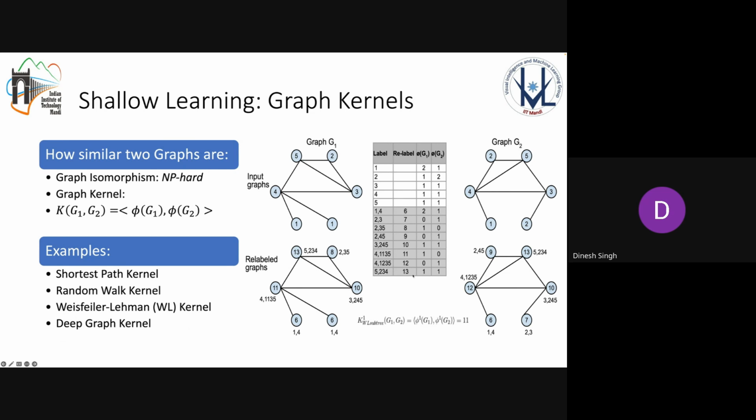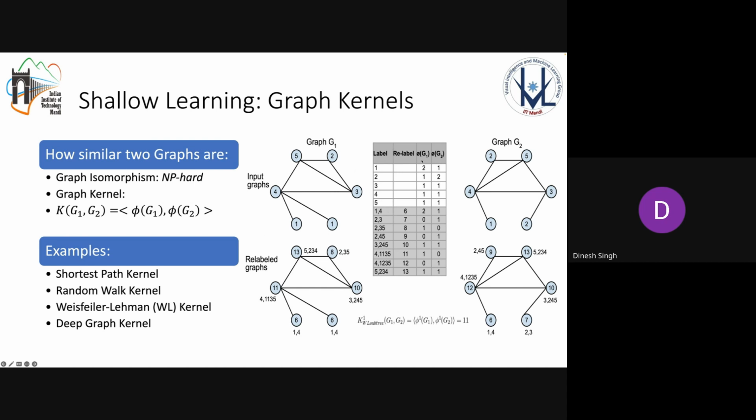So here, this is one example of the WL kernel. The task is very simple. These graphs are at the initial, original space. So what is the union of the nodes? Here all the nodes are labeled from 1 to 5 in both graphs. So now we can start counting.